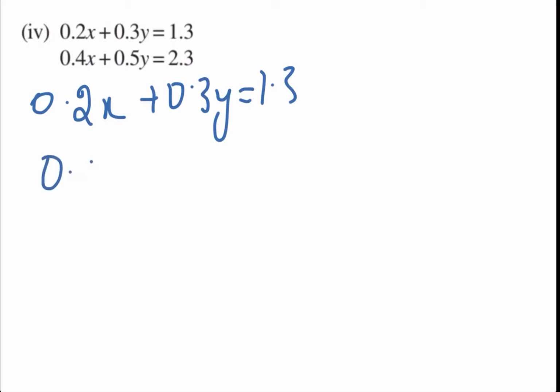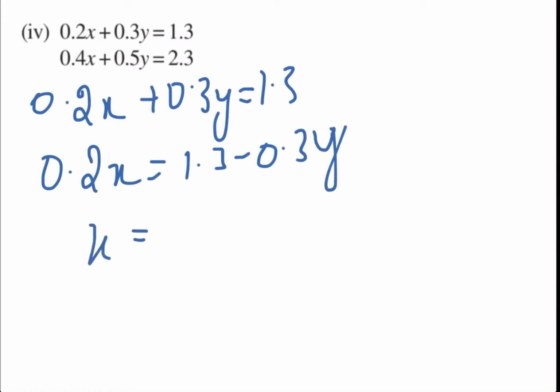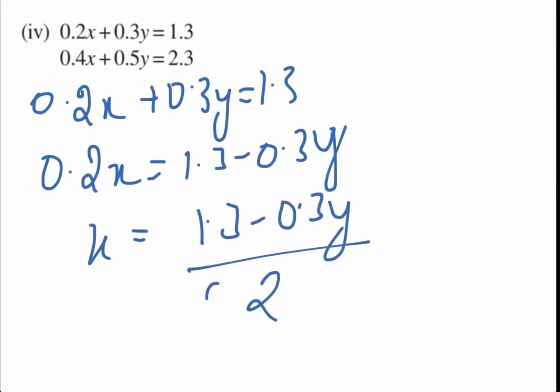So 0.2x plus 0.3y is equal to 1.3 is my initial equation. Okay, let me write x in terms of y. So I'll get 0.2x is equal to 1.3 minus 0.3y, because I am writing x in terms of y. It's my choice completely. Okay, you can take any one which is convenient to you. So x here will be equal to 1.3 minus 0.3y by 0.2. Isn't it simple? That's the value I get.